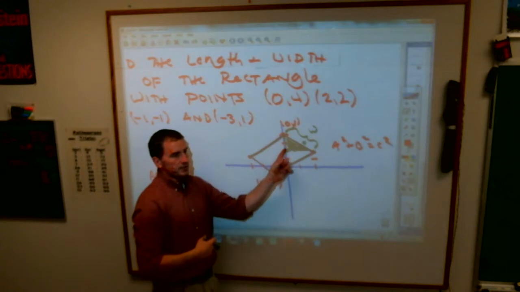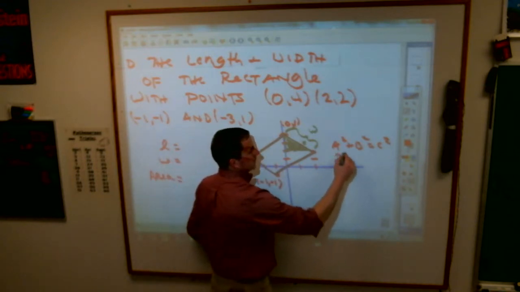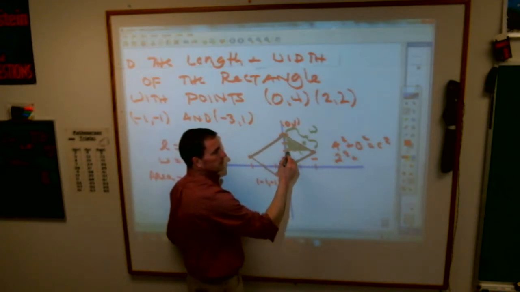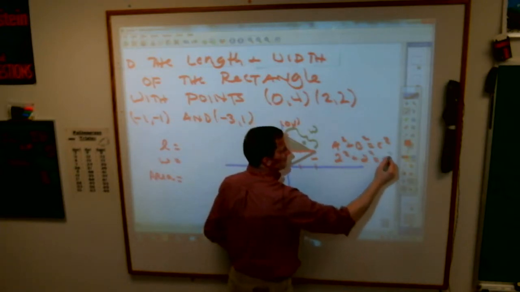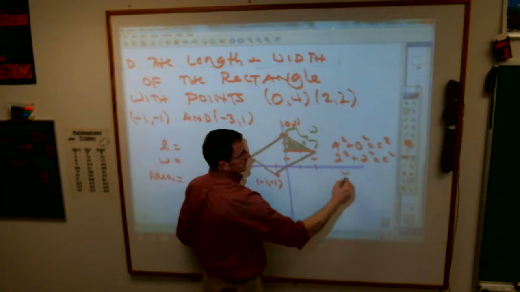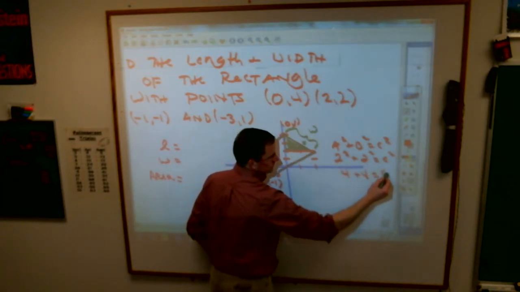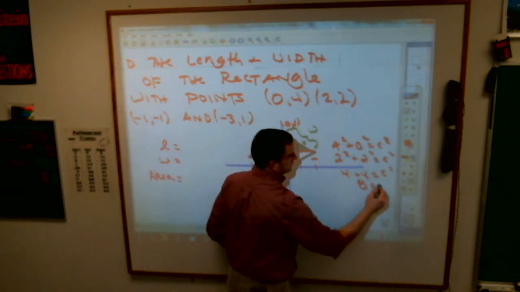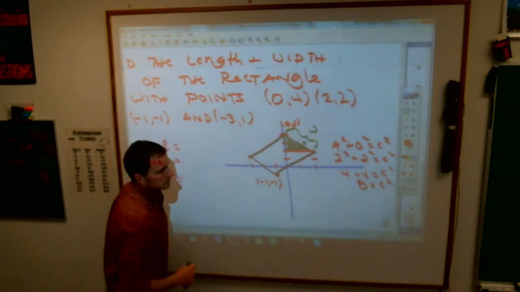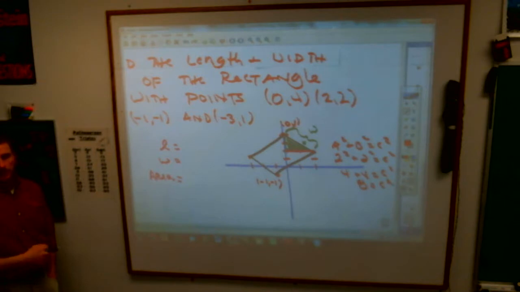How high is my triangle? What's this height? How many units? 1, 2, correct? So 2 squared plus, how wide is it from here to here? Another 2 squared equals c squared. And what is 4 plus 4? So, 8 is c squared.